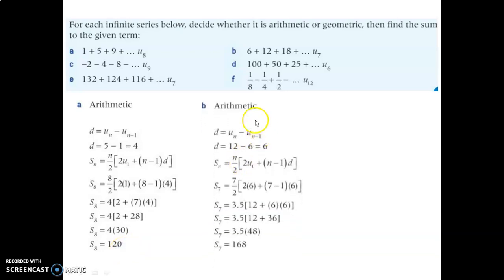B is also arithmetic. The common difference is 6. And the sum, again, we can use this formula. There's the sum.